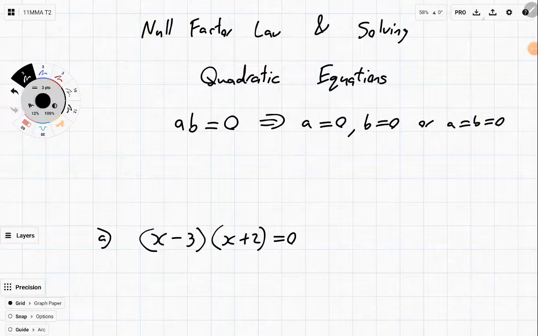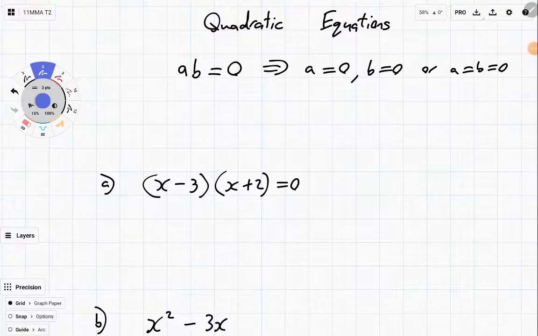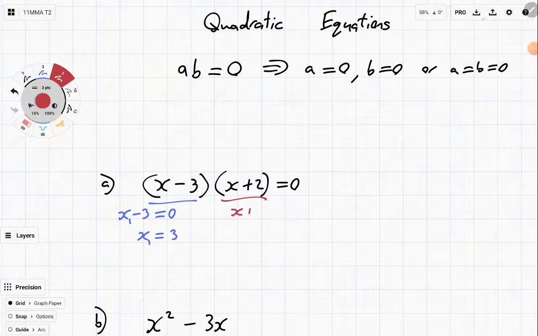Why? Let's have a look at this first one down here. Imagine we wanted to solve for x. We've got x minus 3 times x plus 2 is equal to 0. Well, either a needs to be equal to 0 or b needs to be equal to 0, meaning we have two solutions. If this is equal to 0, then we'd get x minus 3 is equal to 0. Therefore, x would be equal to 3. Let's call that x1. Because instead, what if x plus 2 was equal to 0? Well, then x would be equal to minus 2.